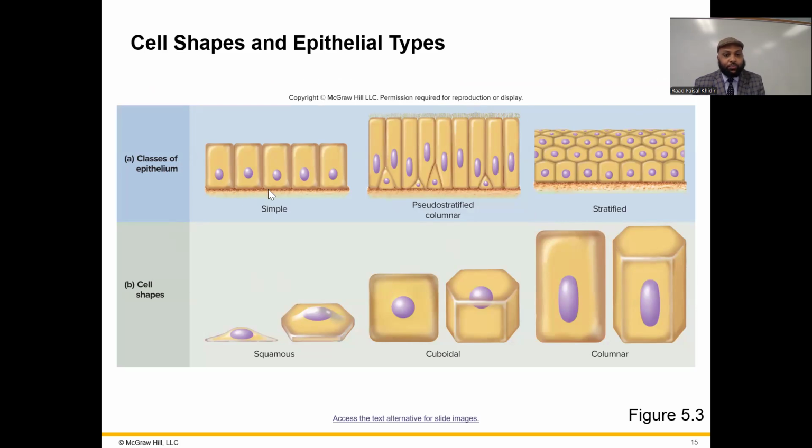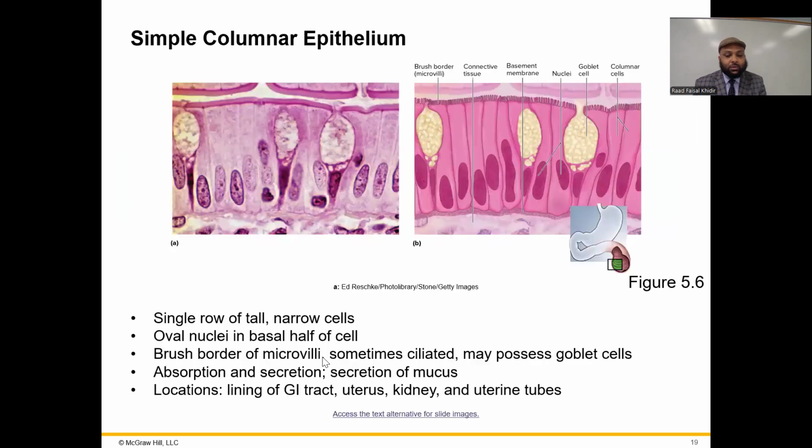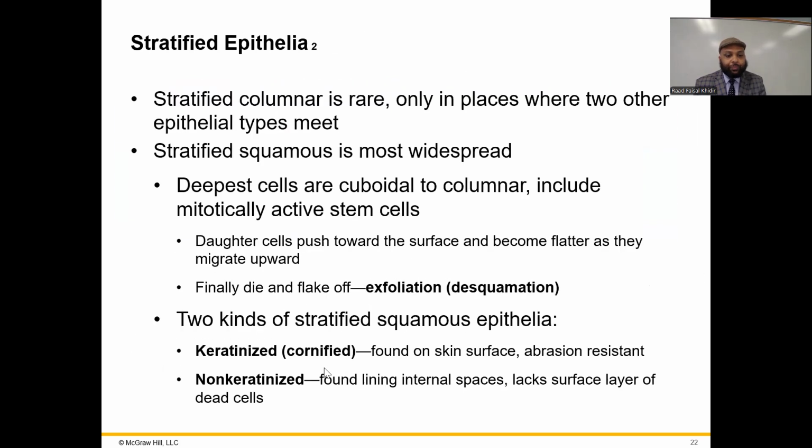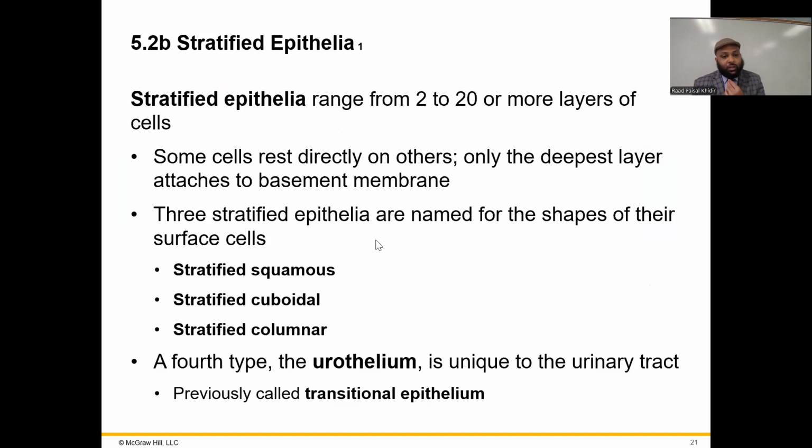We finished with simple squamous, simple cuboidal, and simple columnar. So the 3 stratified epithelia are named for the shapes of their surface cells. Okay. There's a 4th type known as the urothelium. It is unique to the urinary tract, and it was previously called the transitional epithelium.